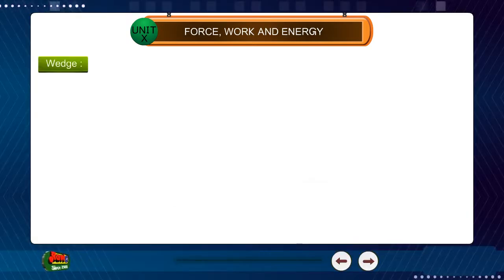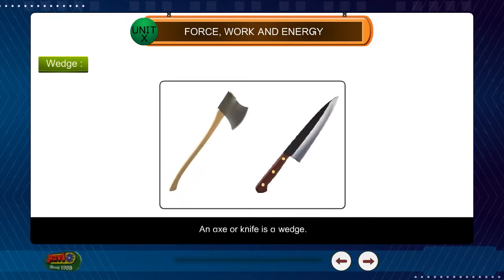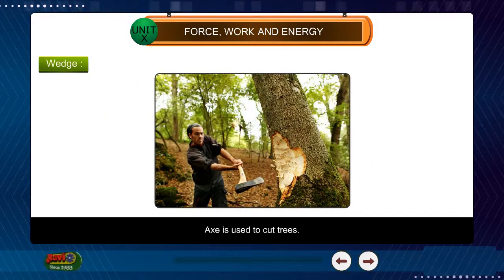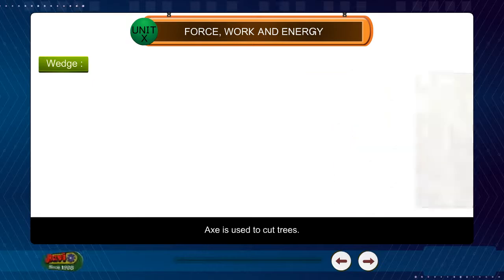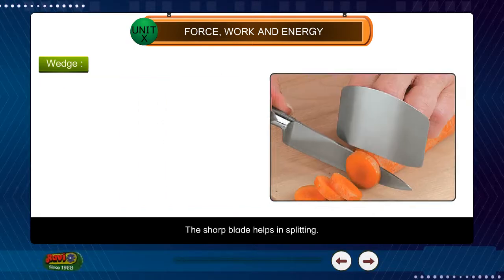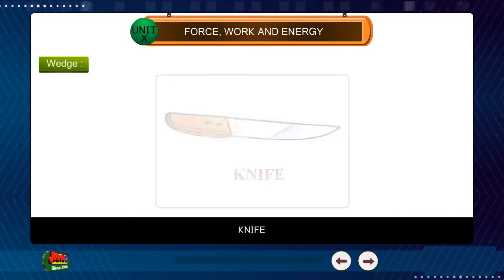Wedge. It is a simple machine with a sharp edge at its end. An axe or knife is a wedge. Axe is used to cut trees. The sharp blade helps in splitting. Blade, knife, axe.